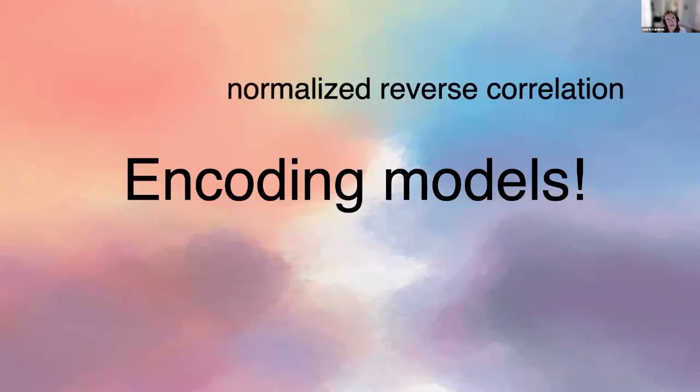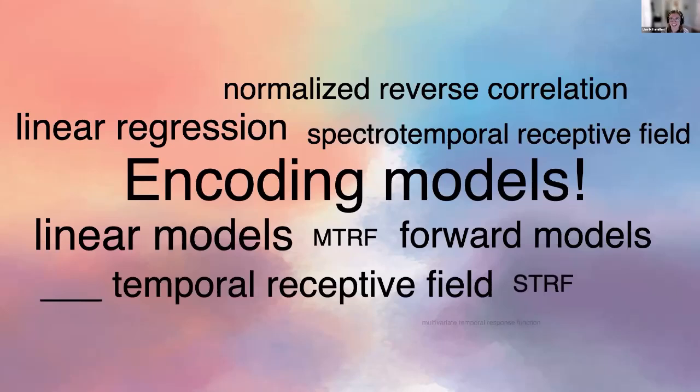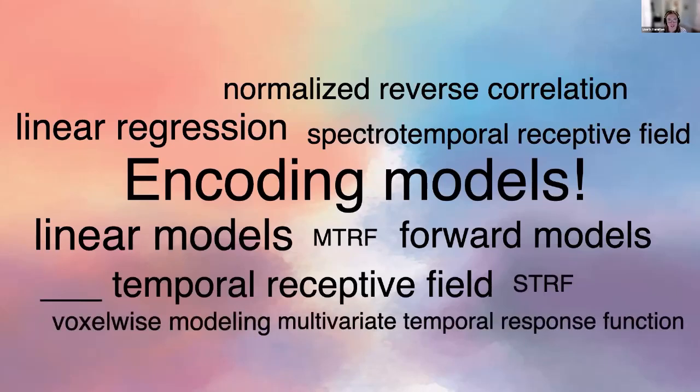And one thing that I also want to point out is that these have a lot of different names. So you may see any one of these terms used when you're reading papers about encoding models. Some people call them normalized reverse correlation. Some people just say linear regression, although it's a special flavor of linear regression. Spectrotemporal receptive field is a specific type of encoding model where we're using the spectrogram, which is what I was showing you before. Linear models, forward models, blank temporal receptive fields, STRF, voxel-wise modeling, or multivariate response function. So you may see any one of these terms depending on the field where you're reading the paper. They all pretty much mean the same thing. There are some flavors of changing how you actually fit the models, but they're all kind of the same.